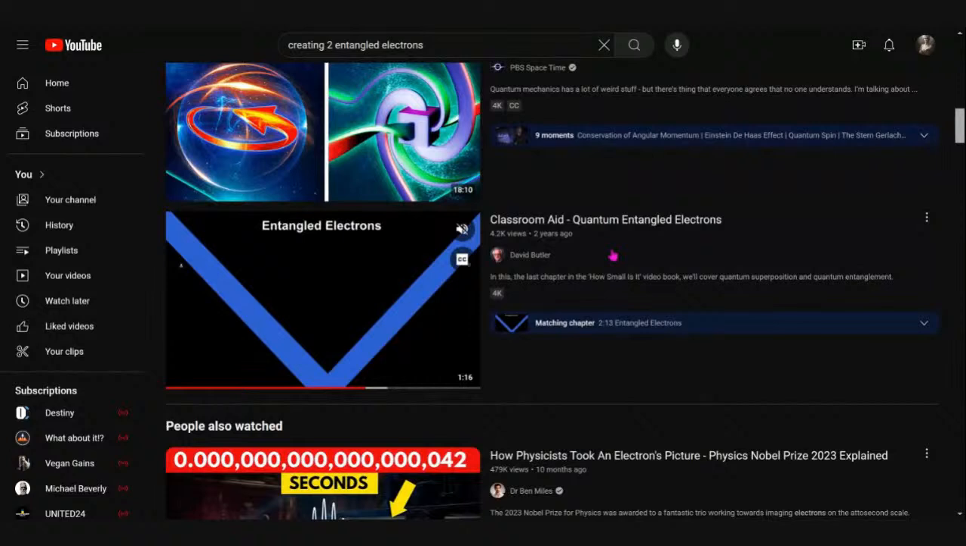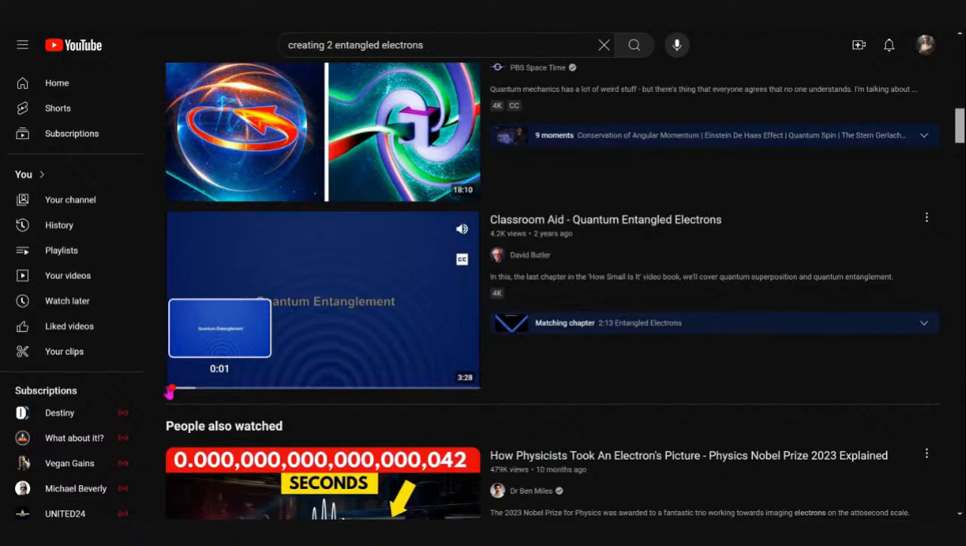Classroom 8, quantum entangled electrons. We'll start out with 2 electrons that have been.